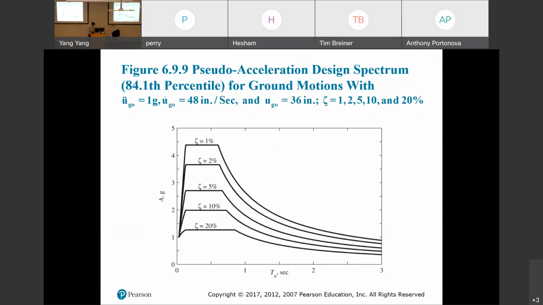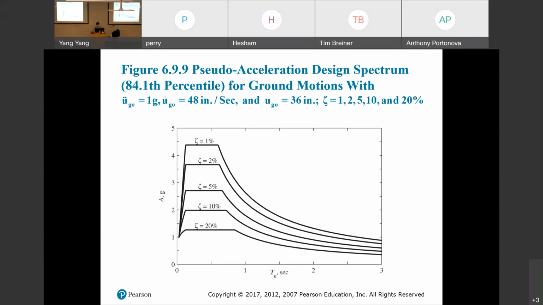So for example, the online students, can you see the PowerPoint slides on your screen here? As you can see here, this is a typical design spectrum that we can plot based on the IBC code or ASCE 7 code over here.